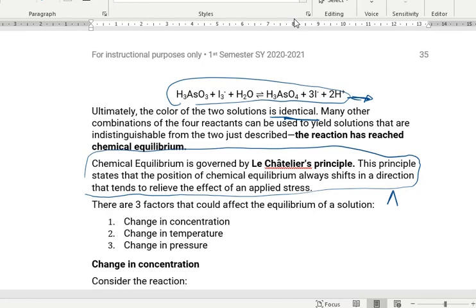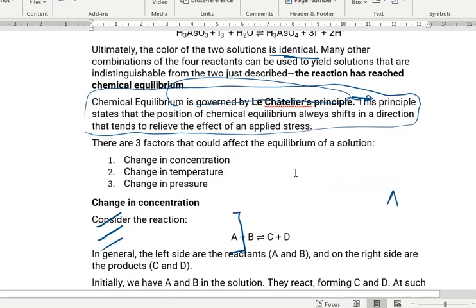Okay? So how do we disturb an equilibrium system? So how do we disturb it? There are three ways. We have change in concentration, change in temperature, and change in pressure. So let's examine each. So let's have change in concentration first.